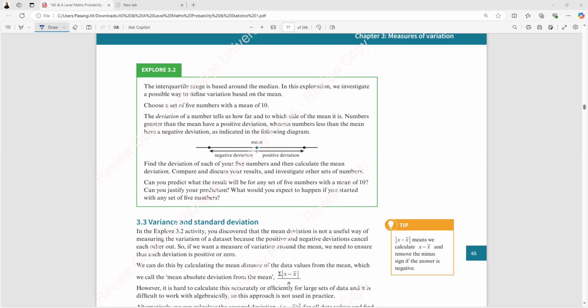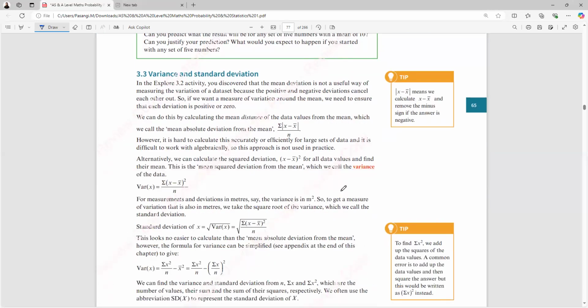Okay, teacher. Okay, that's also fine. Then for the last theory part, we'll do the variance and the standard deviation. Now we are done with the range and interquartile range, everything. So now we have to do the variance and the standard deviation. So what does it say?